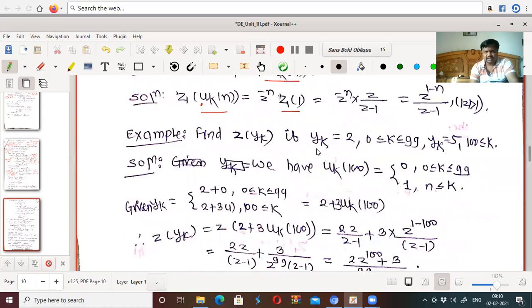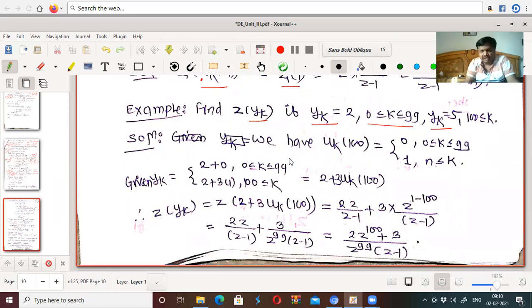Find z transform of y_k if y_k is 2 for k 0 to 99 and y_k is 5 when k is greater than or equal to 100. Now how can you express this in terms of the unit step function? What we have given? y_k is 2 for k lies between 0 to 99 and y_k is 5 for k greater than or equal to 100.